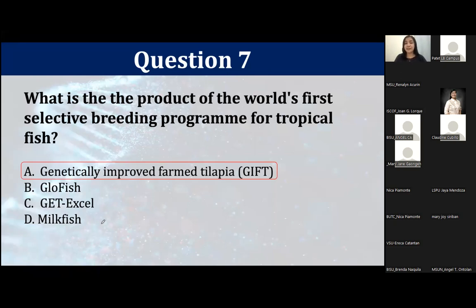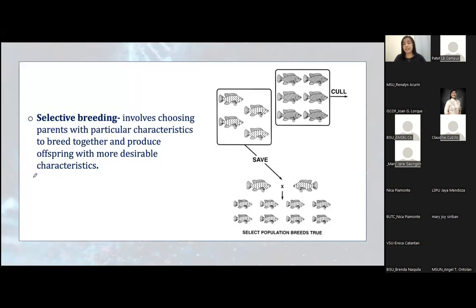It is GIFT. Now, GIFT is not a GMO. Again, emphasize GIFT is not a GMO. It is a product of selective breeding program. Kaya tinawag siya class na genetically improved, not genetically modified. Whereas naman ito si Glowfish, it is a GMO. Si GET EXCEL, it is a derived strain from GIFT. And then milkfish. Milkfish lang naman. Wala naman ako sinabing iba dyan. So the correct answer is letter A.